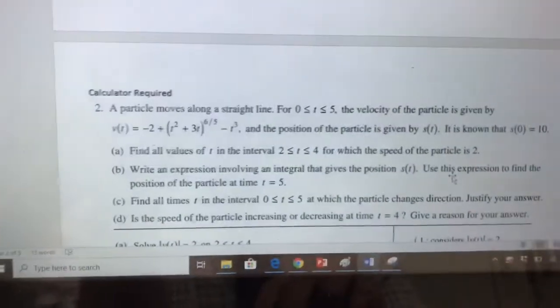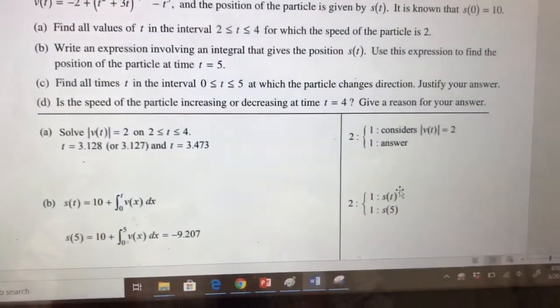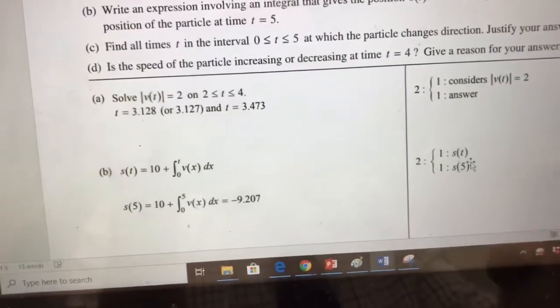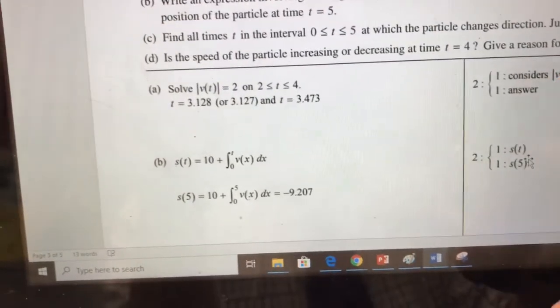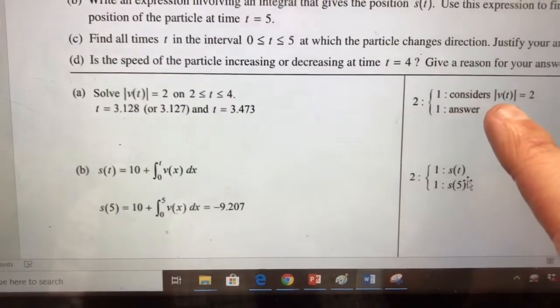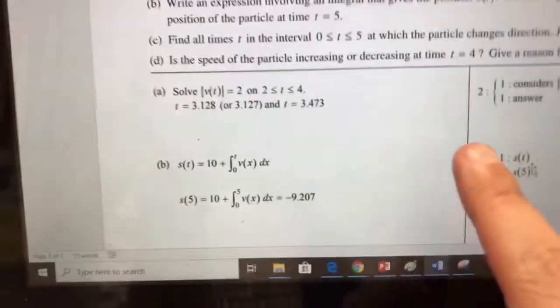Let's go ahead and take a look at the answers here, and we'll see how they write these up. Remember, these are 9 points, okay? And notice they don't do a ton of writing on these. But the big thing here is you have to consider, for the first part, remember the speed was 2. So they look at the absolute value of the velocity. I'm sure if you considered velocity being 2 or negative 2, they would take that as well. And they have those 2 answers there.